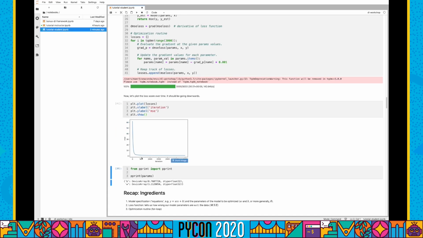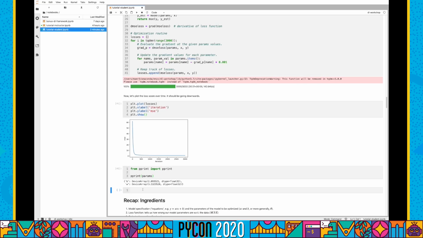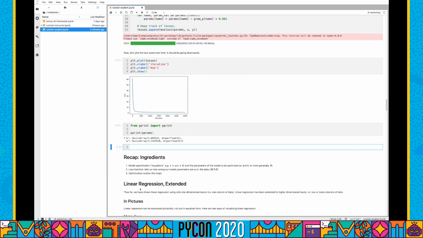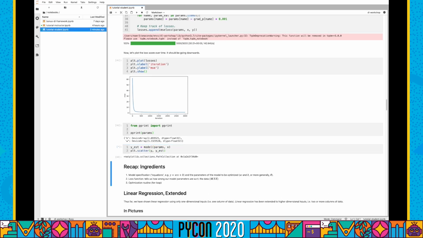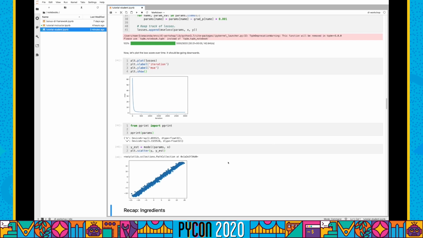So we see the losses went down. That's our value of the parameters, a little closer to where we are supposed to be. And finally, simply for confirmation, let's do y_est is model params x, plt.scatter of y and y_est. They should form a pretty nice straight line with some noise still involved.